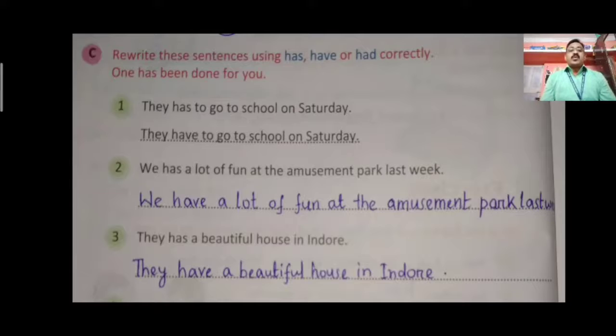Second one, we has a lot of fun at the amusement park last week. We is a plural pronoun. So as I told you, if the pronoun is plural, we cannot use has there. We have to use have. So the correct answer will be, we have a lot of fun at the amusement park last week. Third one, they has a beautiful house in Indore. They, as I told you, is a plural pronoun. So a plural pronoun cannot have has. So the correct answer will be they have a beautiful house in Indore.